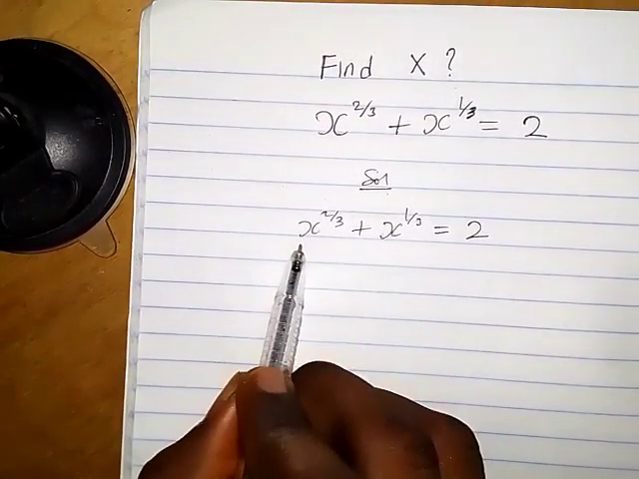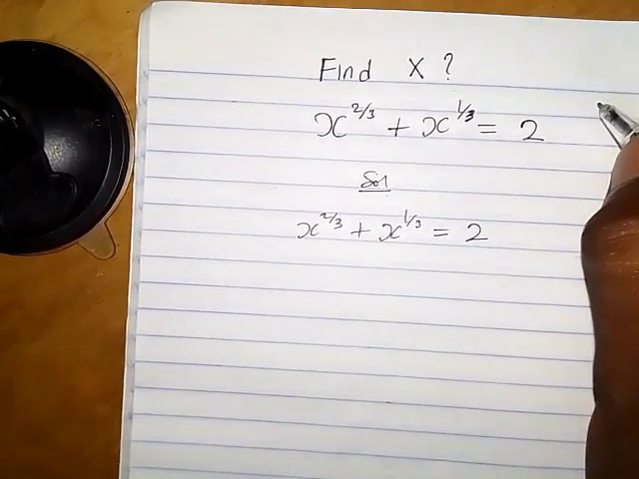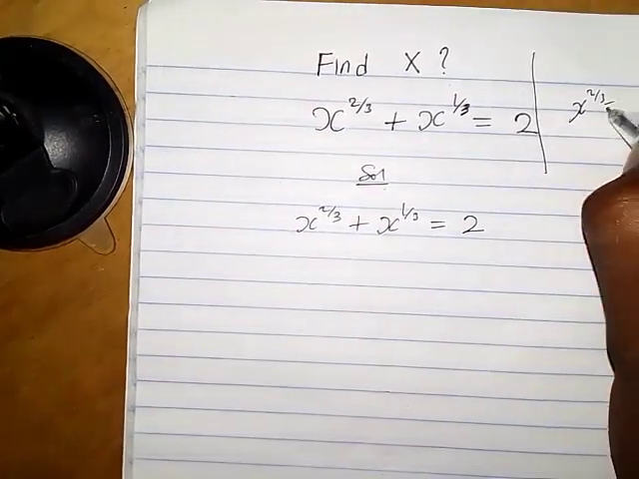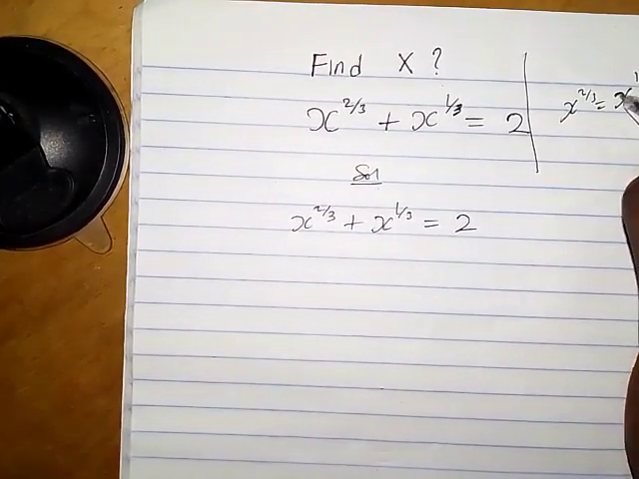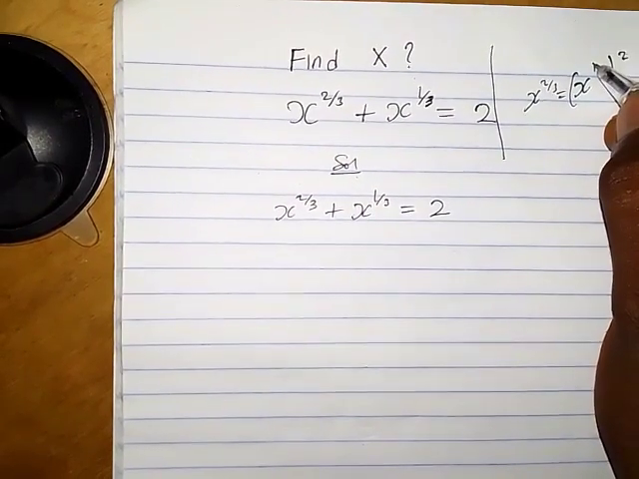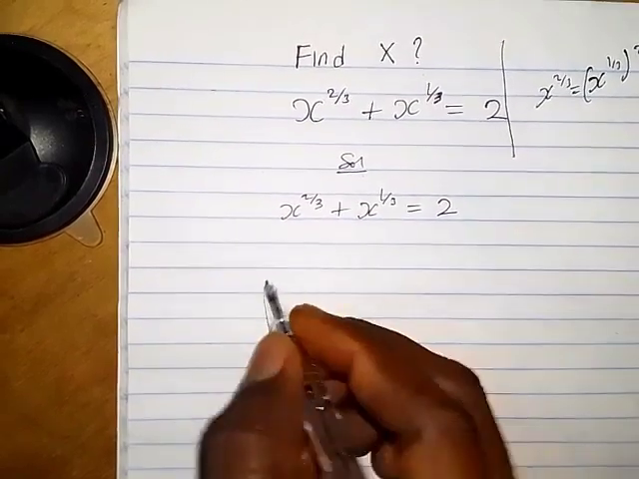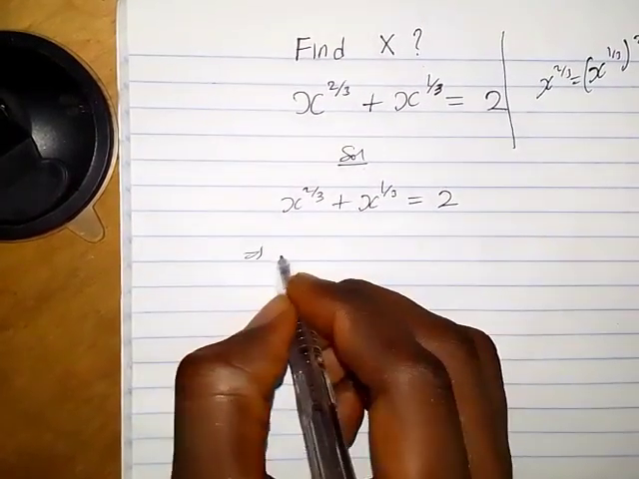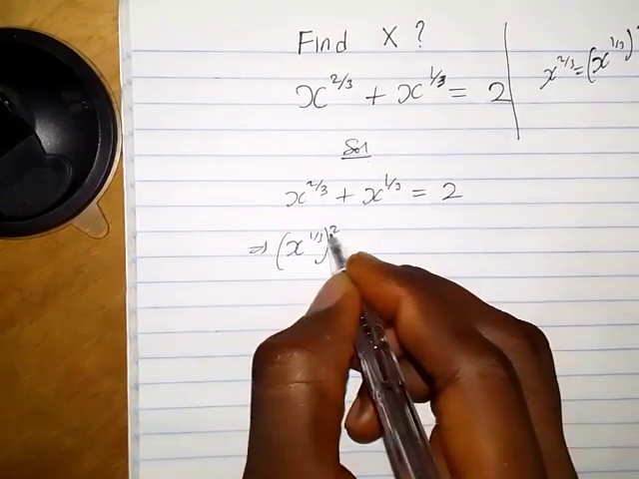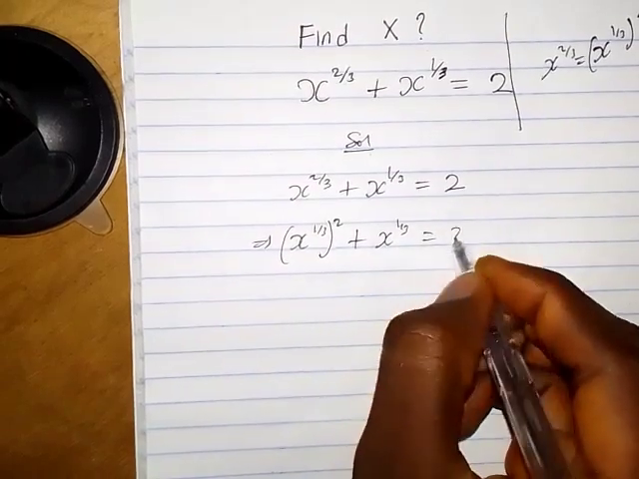But x raised to power 2 over 3, we can write in the form of x raised to power 1 over 3. This is what I mean. x raised to power 2 over 3 is the same thing as writing x raised to power 1 over 3 times 2, because when we multiply 1 over 3 by 2, we have 2 over 3, which is the same thing as what we have on the left. So this implies that we have x raised to power 1 over 3, everything to the power of 2, plus x raised to power 1 over 3 equals 2.